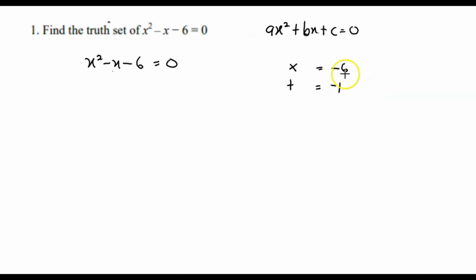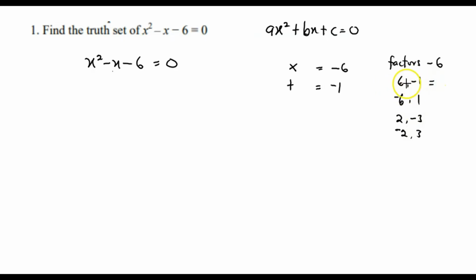So let's first deal with the product. Considering the product, negative 6, we can come up with the factors of negative 6, which may include 6 and negative 1, negative 6 and 1. Then we can also take 2 and negative 3, and then negative 2 and positive 3.